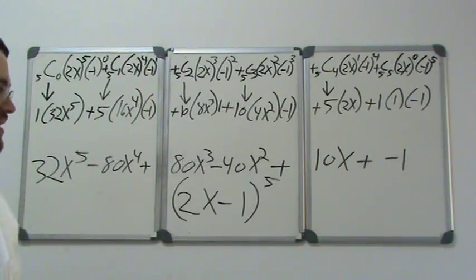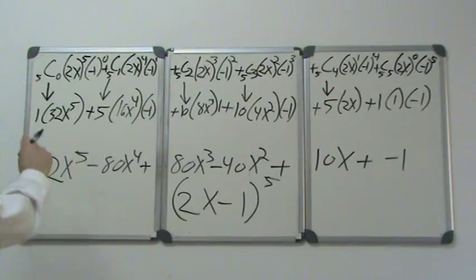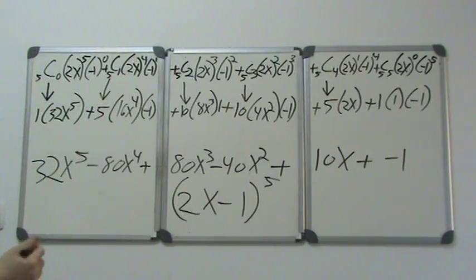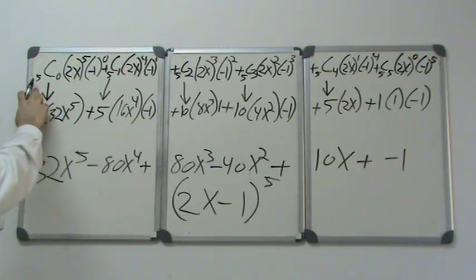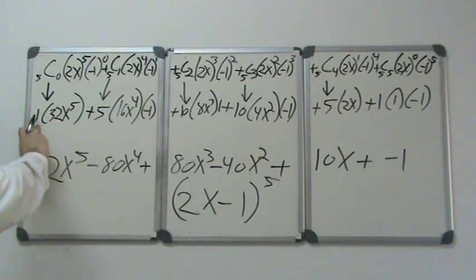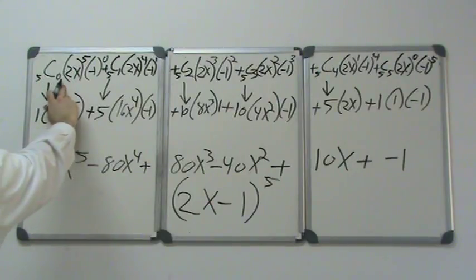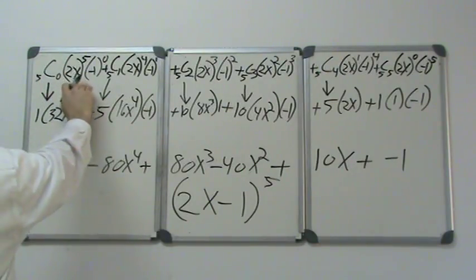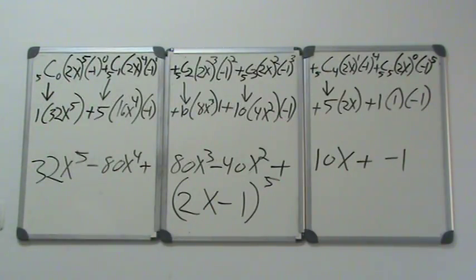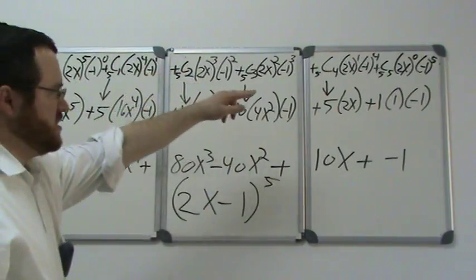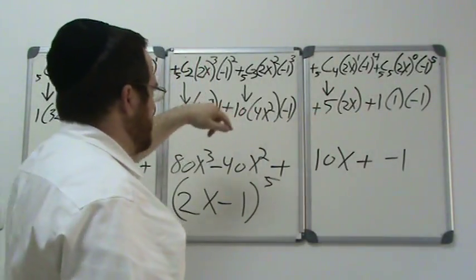Now let's write out this binomial expansion. We're using combinations. It's 5 combination 0, which is 1, times 2x to the 5th power, times negative 1 to the 0 power. Now, we move up the combinations till we hit 5 combination 5.